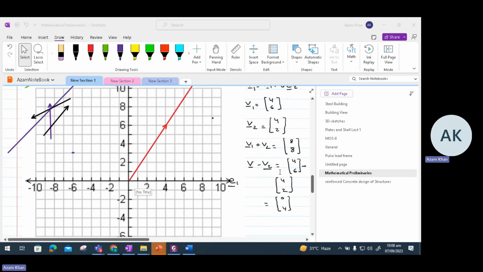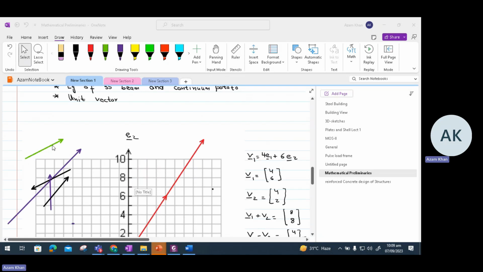Previously, in the subtraction, we multiplied -1 as a scalar, and that actually made the vector aimed in the opposite direction. So initially it was the green one, and after multiplying by -1, it became black, whose direction was opposite to the green one.